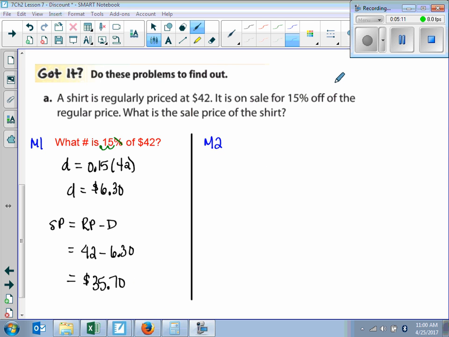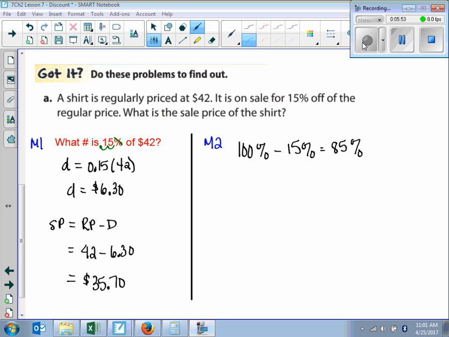All right, now we're going to do the same problem using method 2. Now with method 2, we're going to go ahead and subtract the 15% from the 100% of the regular price. Okay? 100%, that's the 100% of the $42. And we're going to subtract the 15%. That's the discount where we're taking off the regular price. So 100 minus 15 is 85%.